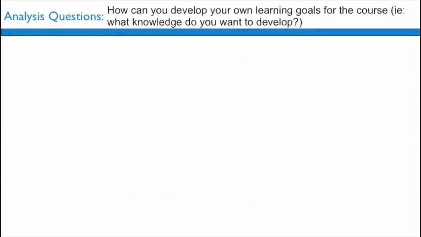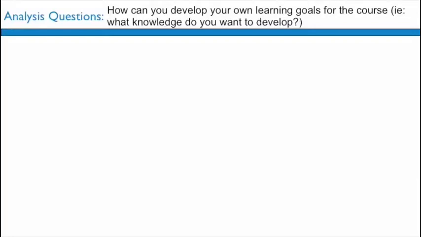The next question is, how can you develop your learning goals for the course? Given that we've been talking about you establishing what you want to learn and how you want to learn it, we should think about this a little bit. Although it's important for you to become familiar with learning objectives in the class, it's also important for you to identify what you want to learn.